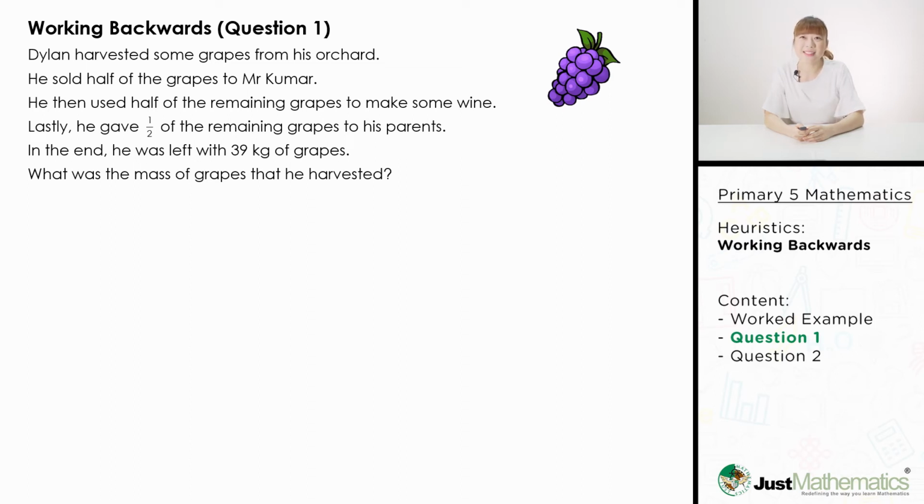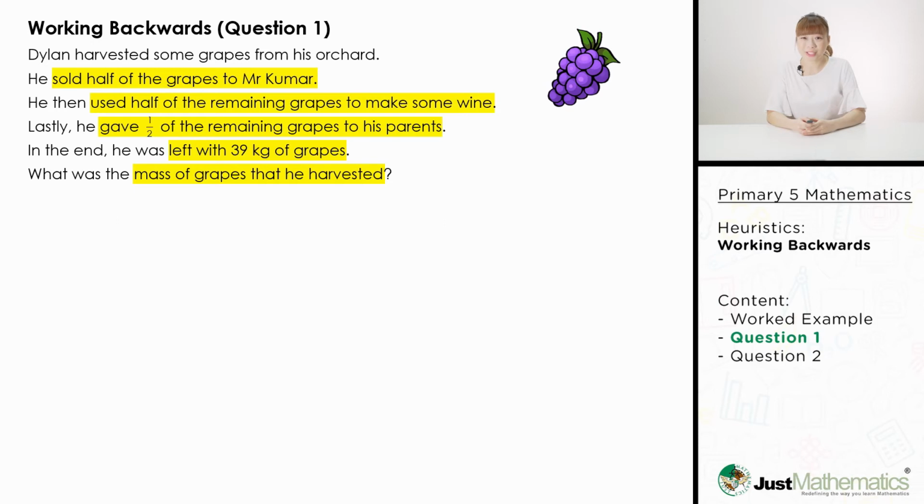Dylan harvested some grapes from his orchard. He sold half of the grapes to Mr. Kumar. He then used half of the remaining grapes to make some wine. Lastly, he gave half of the remaining grapes to his parents. In the end, he was left with 39 kilograms of grapes. What was the mass of grapes that he harvested?